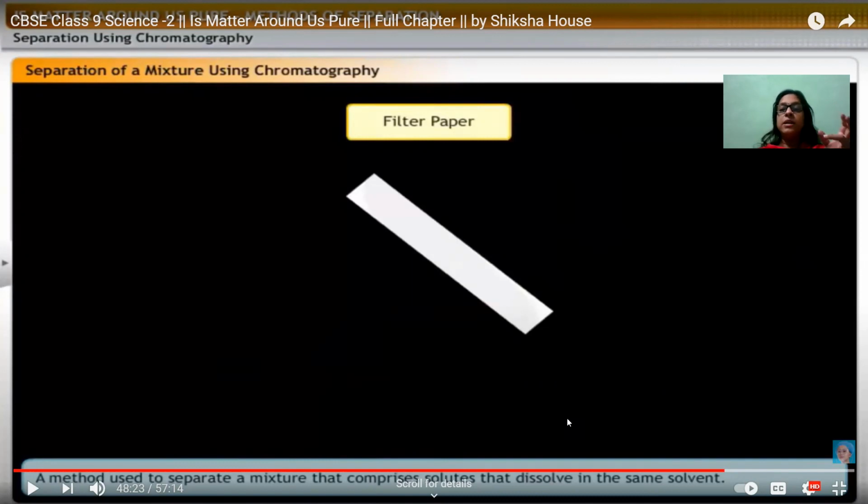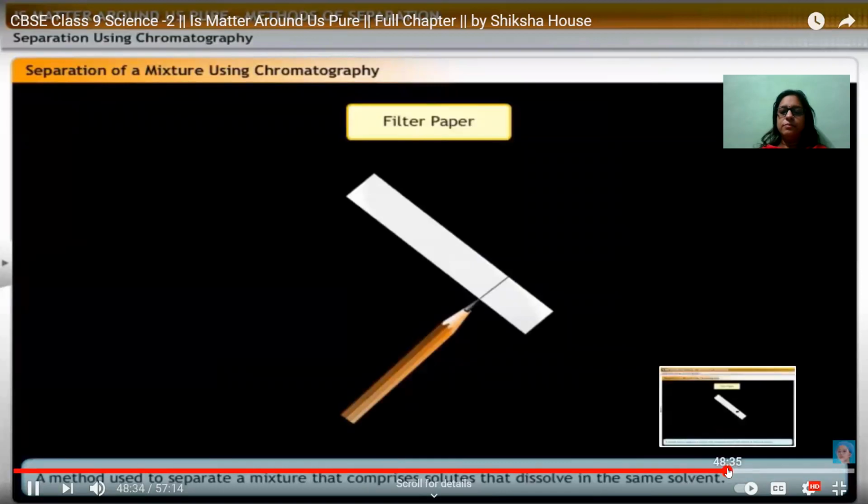Another method is chromatography, and I will show how chromatography is used to separate the color components from a dye, या फ्लावर्स में से उसकी डाइज डिफरेंट कलर्स को सेपरेट आउट करने के लिए हम क्रोमेटोग्राफी का यूज करते हैं. Take a thin, long strip of filter paper. Use a pencil to draw a line on it, about 3 centimeters above the lower edge.